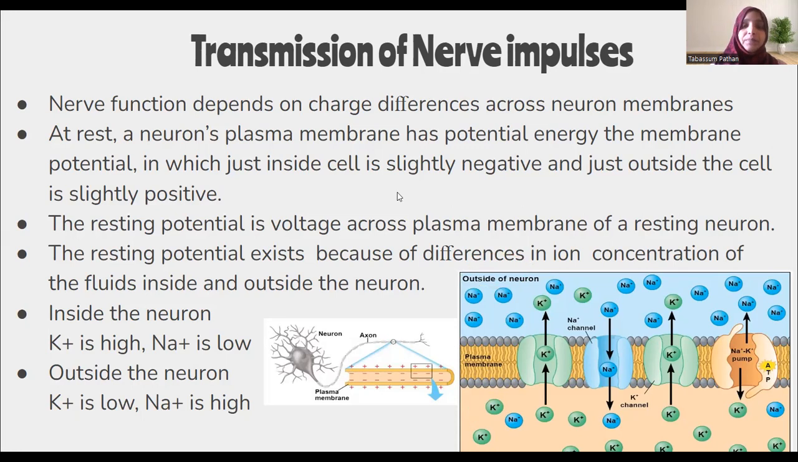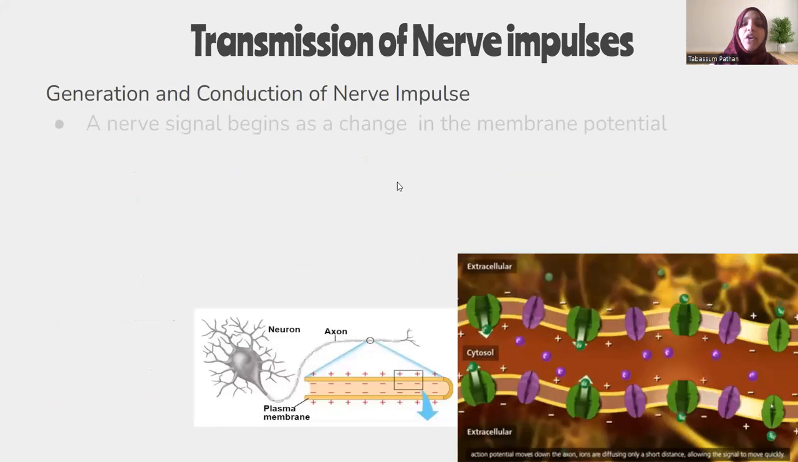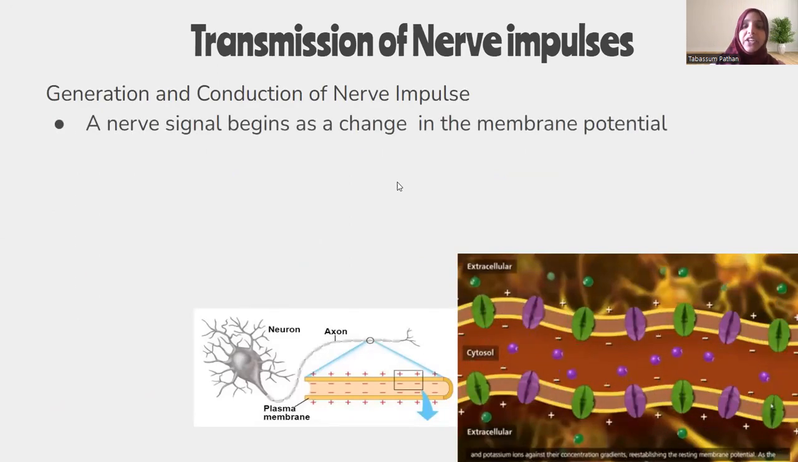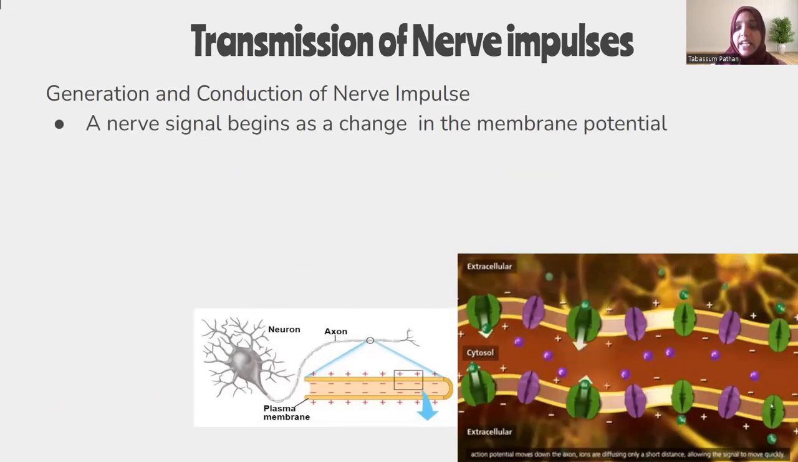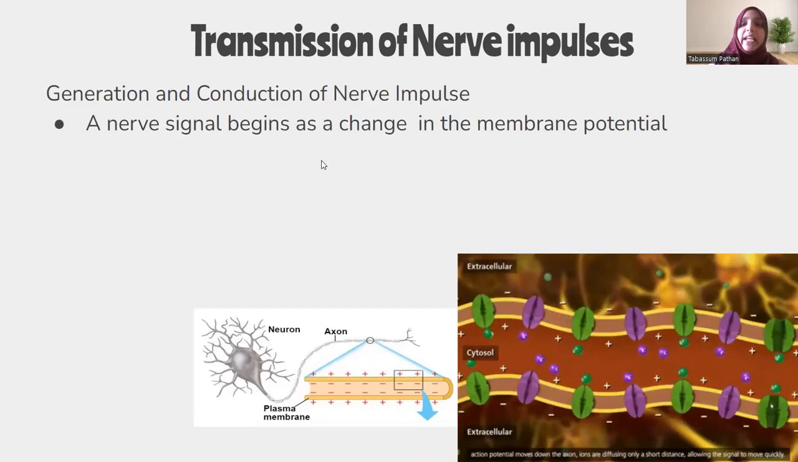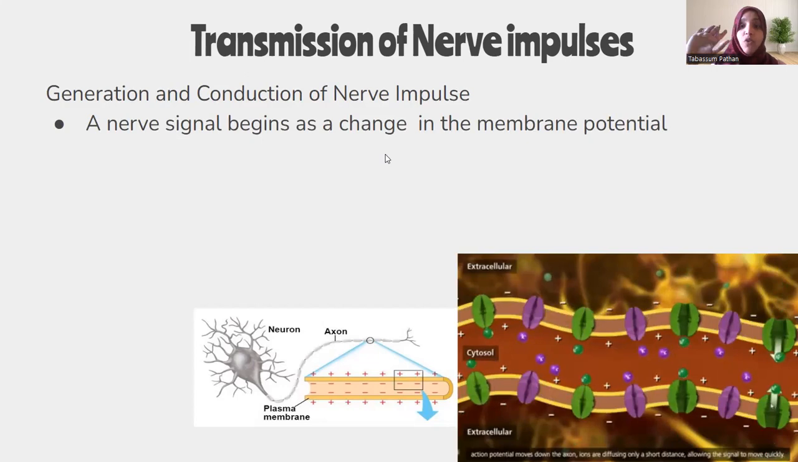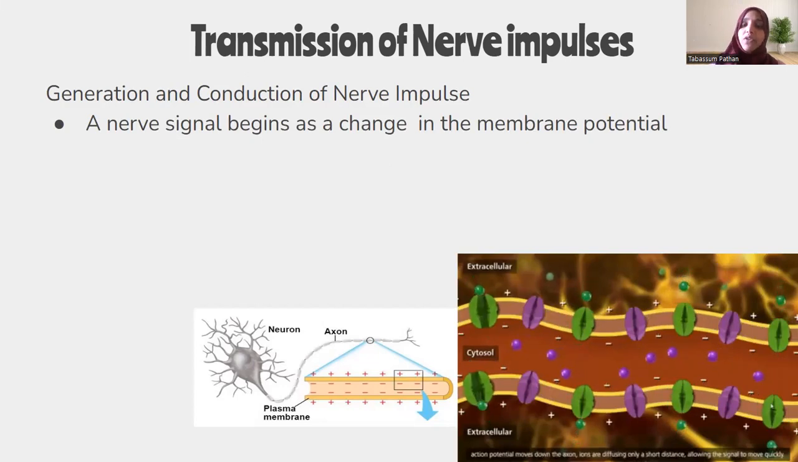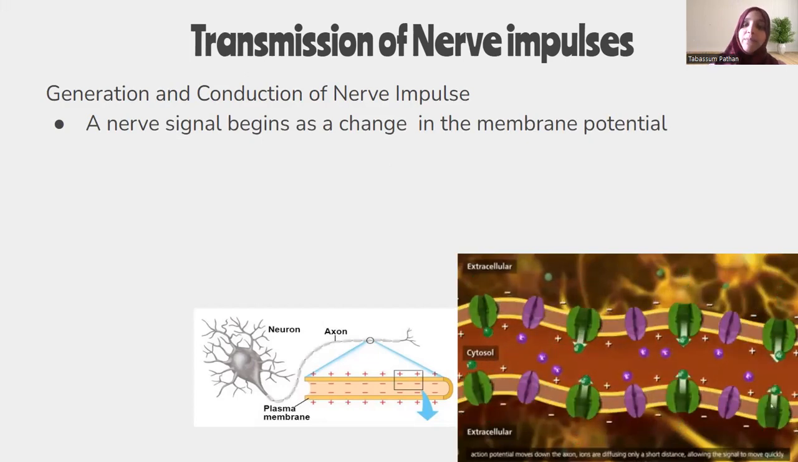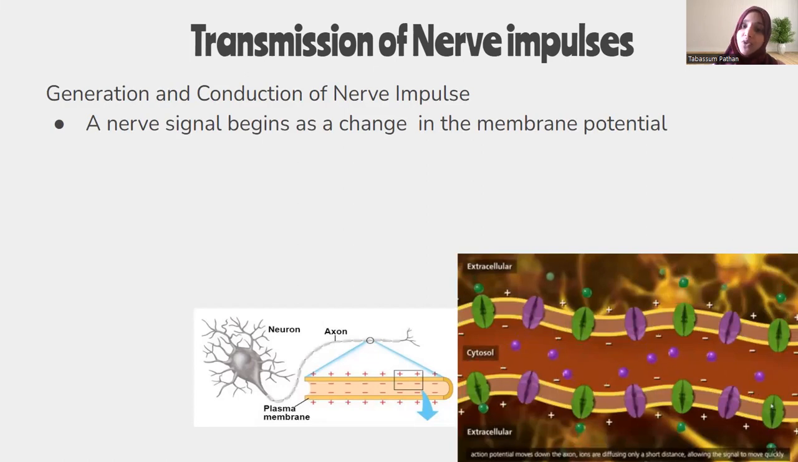Moving forward, when we talk about how the nerve impulse, the signal, is generated, it is basically generated as a change in the membrane potential. Now we know what membrane potential is: outside positive, inside negative. Outside is positive because there is more sodium ion outside.